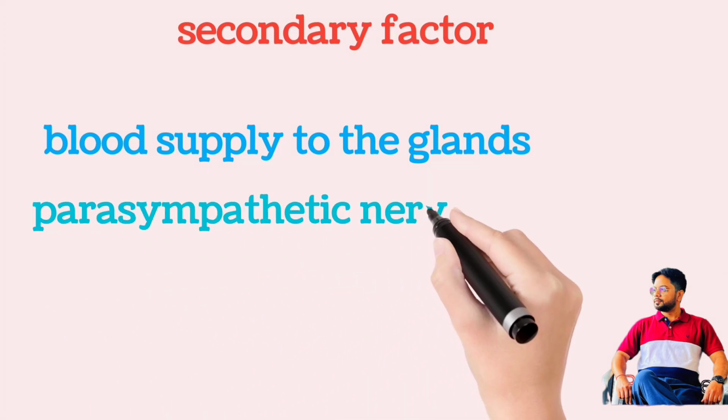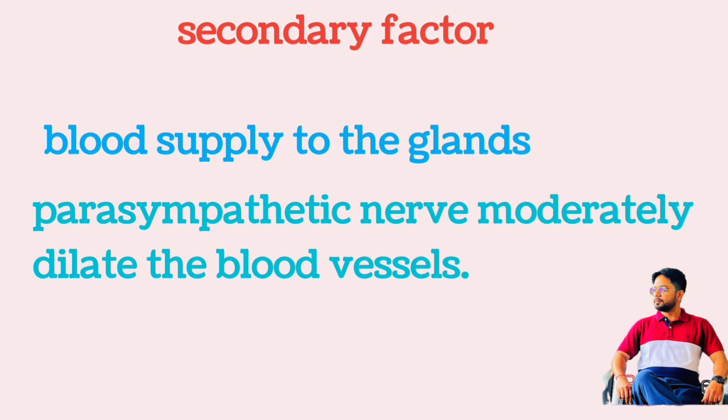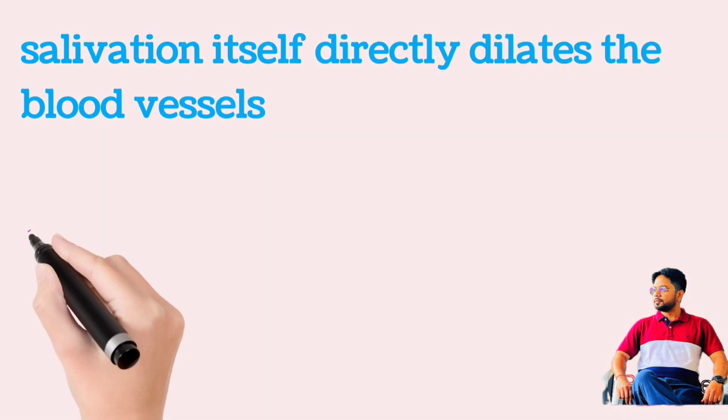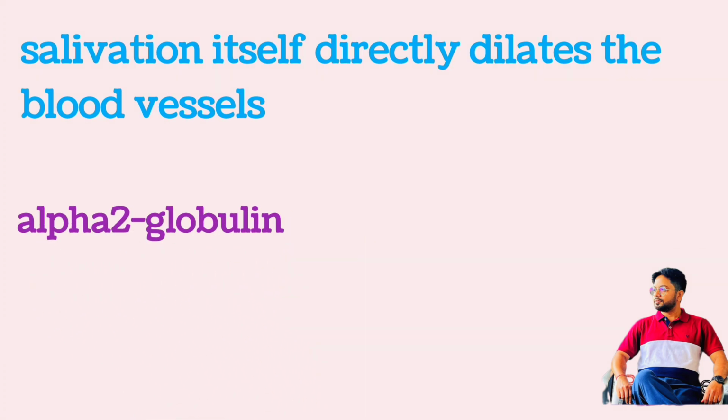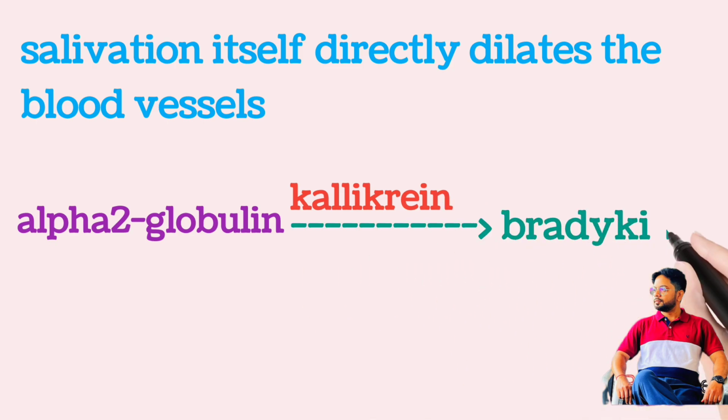The parasympathetic nerve signals that induce copious salivation also moderately dilate the blood vessels. In addition, salivation directly dilates the blood vessels, thus providing increased salivary gland nutrition as needed by the secreting cells. Part of this additional vasodilator effect is caused by kallikrein, secreted by activated salivary cells, which in turn acts as an enzyme to split one of the blood proteins, an alpha-2 globulin, to form bradykinin, which is a strong vasodilator.